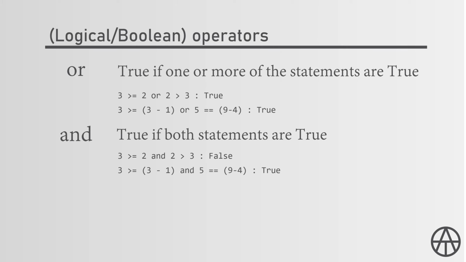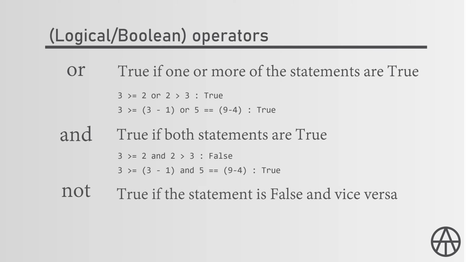The first one is true and the second one is also true, and that's why the whole thing is going to be true. The last logical operator is not. It's going to give true if the statement that comes after it is false, and it's going to give out false if the statement that comes after it is true. So it just changes it to the other one, right?